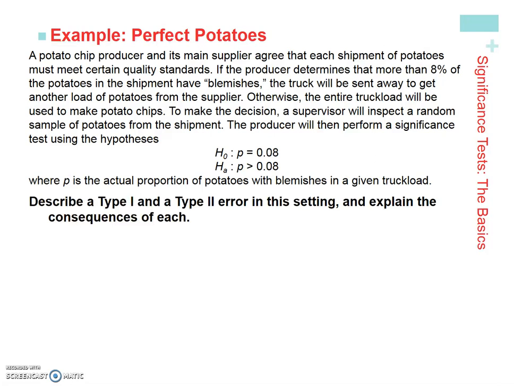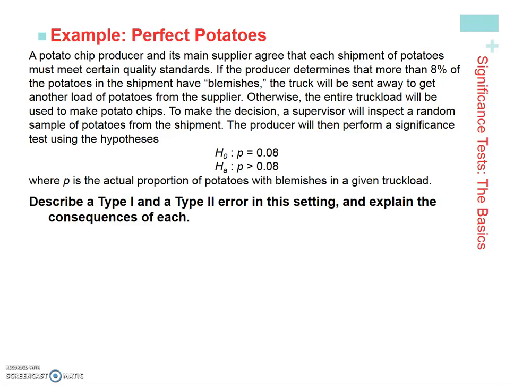A potato chip producer and its main supplier agree that each shipment of potatoes must meet certain quality standards. If the producer determines that more than 8% of the potatoes in the shipment have blemishes, the truck will be sent away to get another load of potatoes from the supplier. Otherwise, the entire truckload will be used to make potato chips. To make the decision, a supervisor will inspect a random sample of potatoes from the shipment.